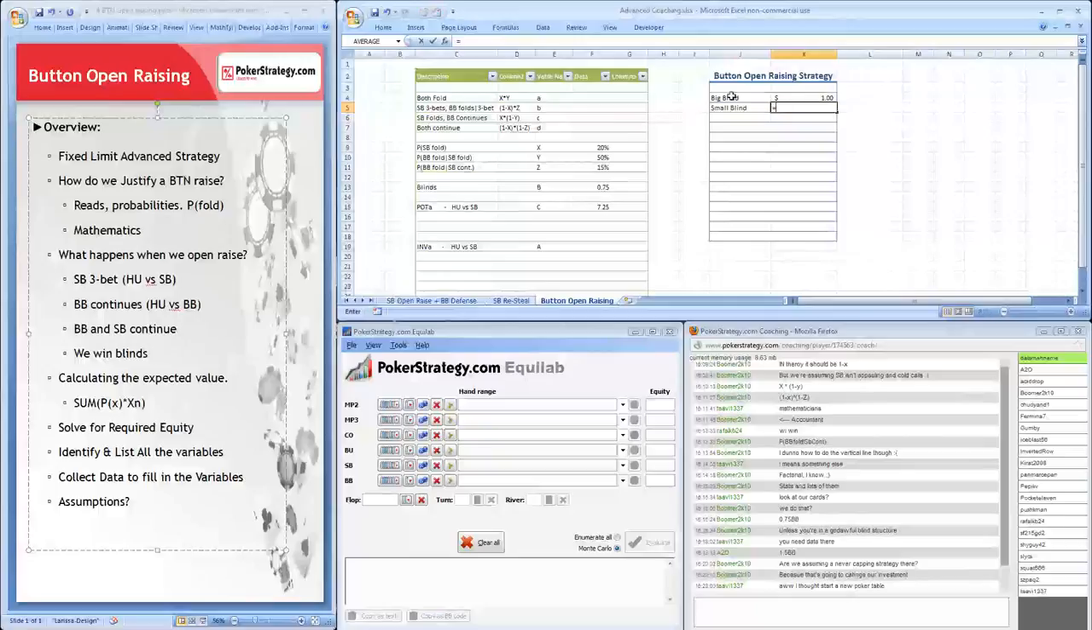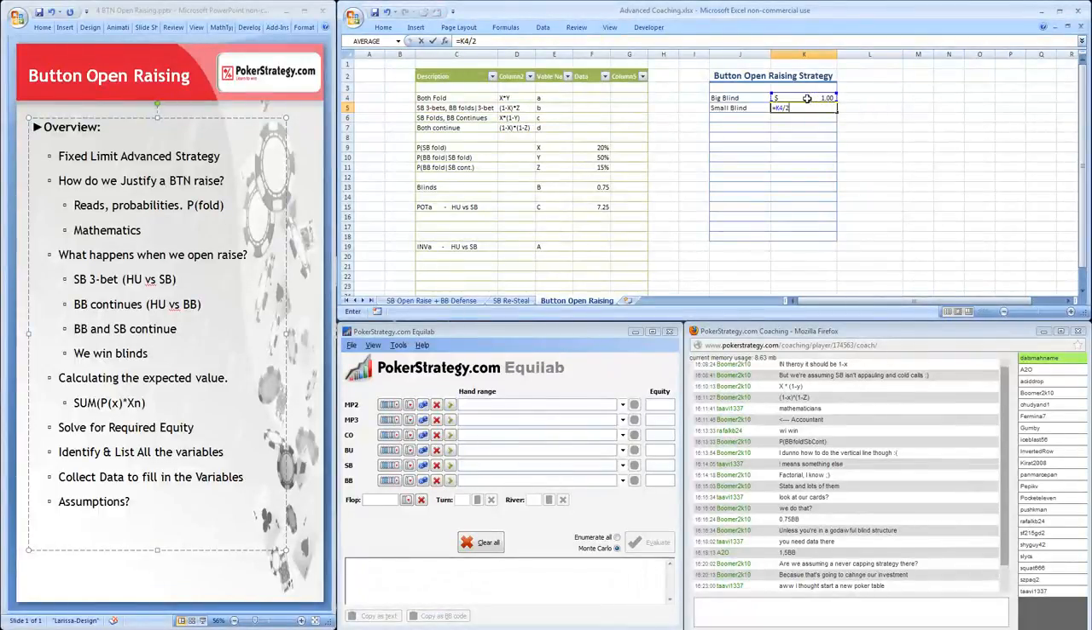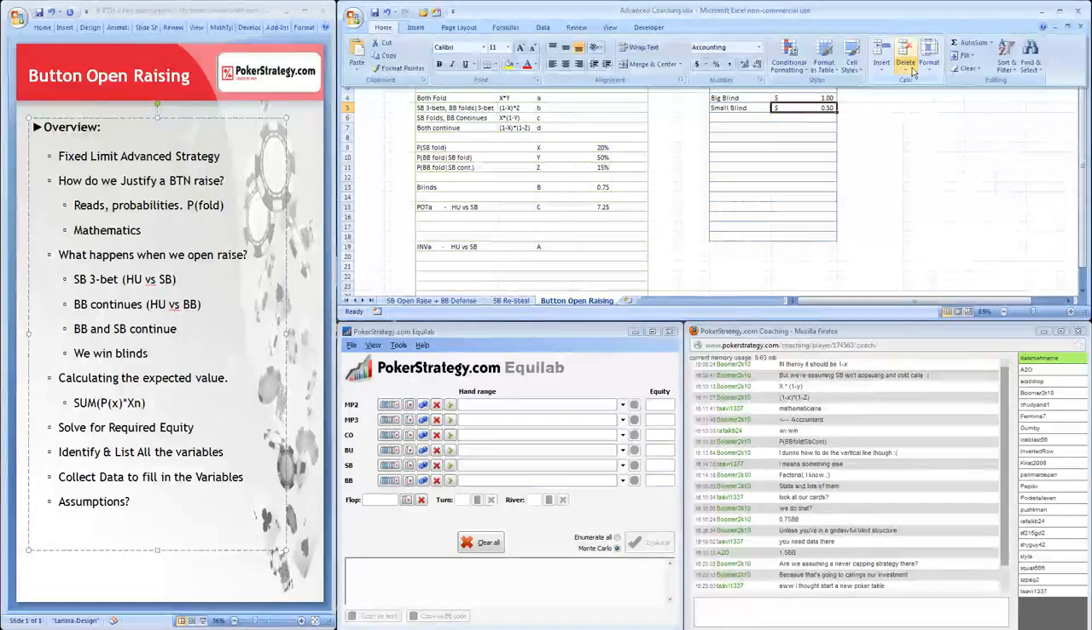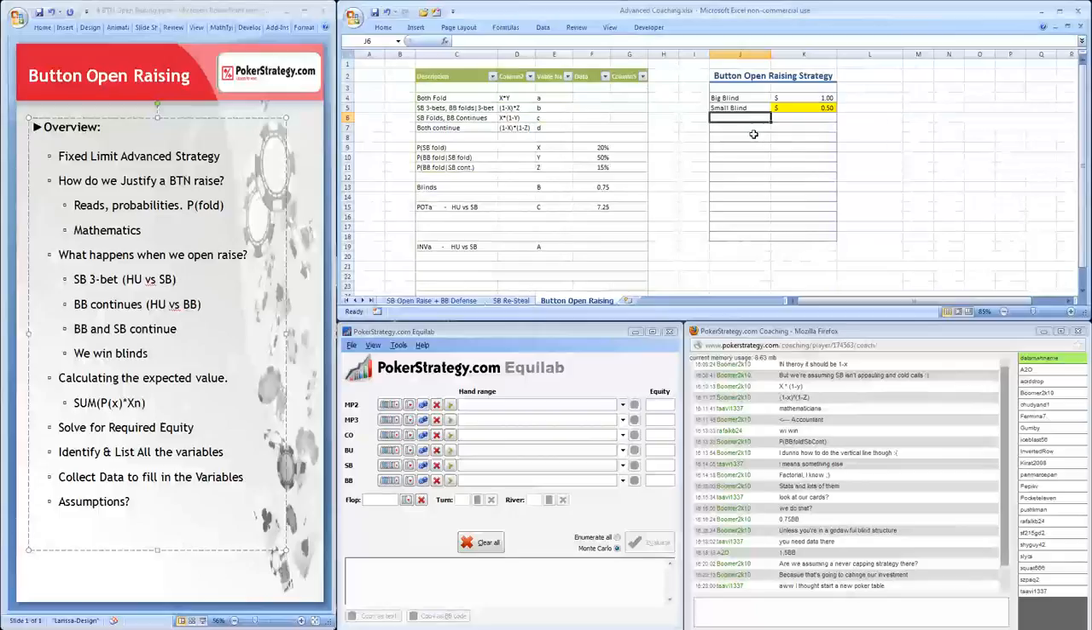And oftentimes that's going to be half of this, right? Half or a third is pretty common, right? But this is actually something that we might want to play around with. So let's give it a color. It'll remind us later on that this is something we're interested in. So now that we have the blinds figured out, right, we can use that to calculate our investment.